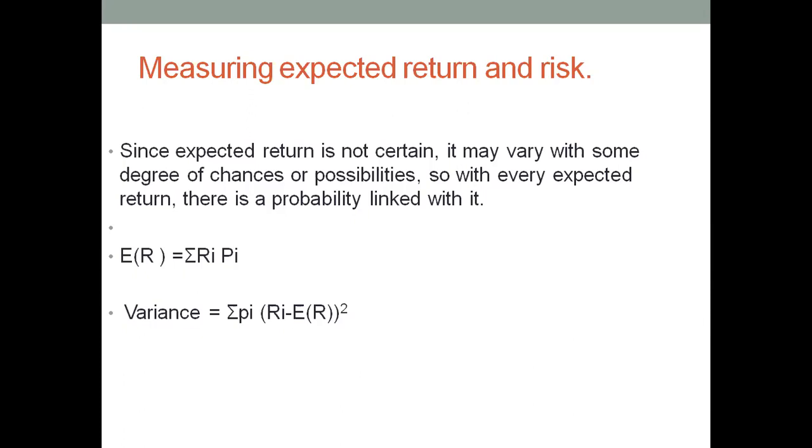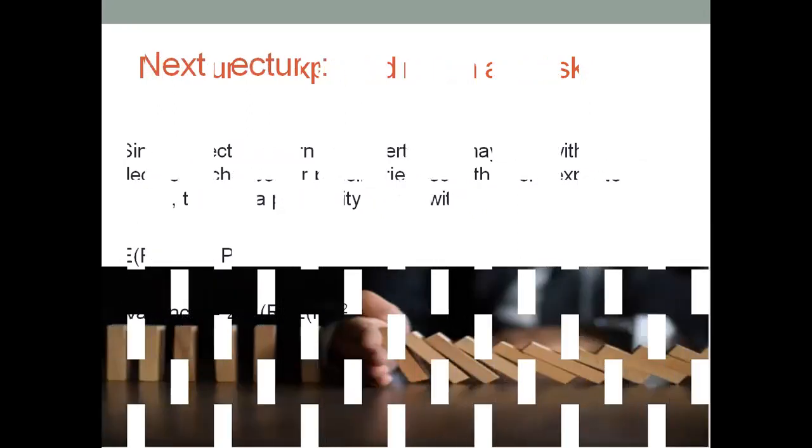We'll just have a look at the different formulas right now, and when you solve the problems, it will be very clear, because just by explaining the formula it's not possible to make the students understand how to calculate the different problems. Now the second one is variance. Variance calculates the expected risk that is associated, and it is given by Ri minus expected return, squared, multiplied by probability. We take the sigma of that.